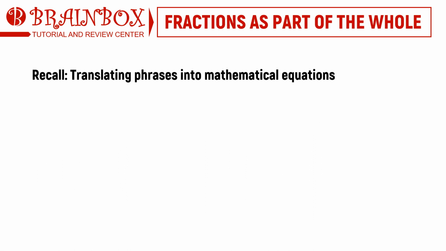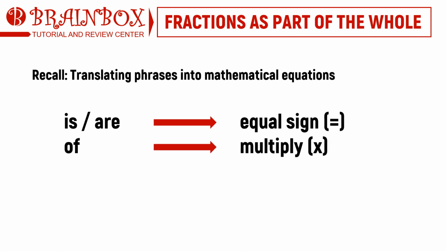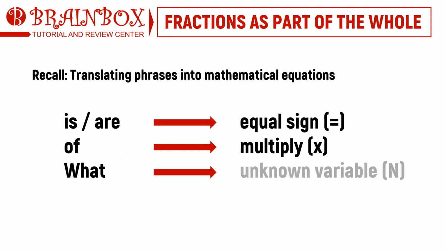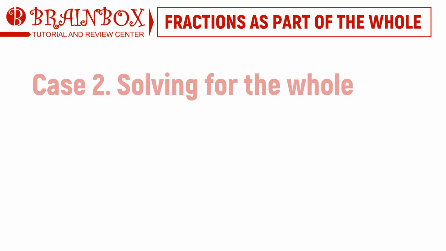Recall that given some phrases, there are words that provide us clues as to what operations or mathematical symbols are being described. In this discussion, the common clue words that we need to familiarize ourselves with are the following: is, are, means there is an equal sign. Of means that the operation is multiplication. What implies that it is the unknown variable that we are looking for. Let's say, for example, n. Now that we've reviewed these, we are ready for the discussion.